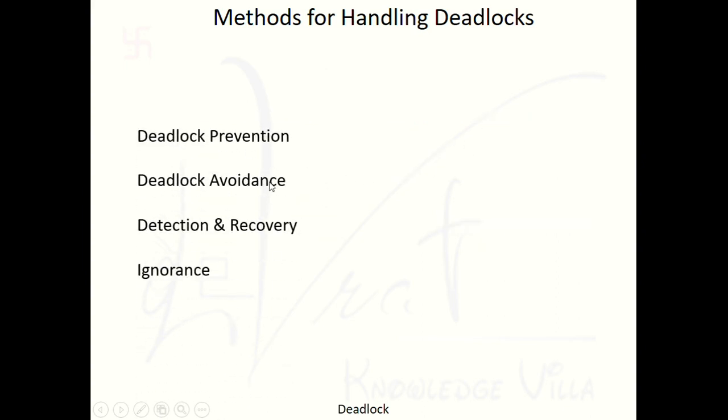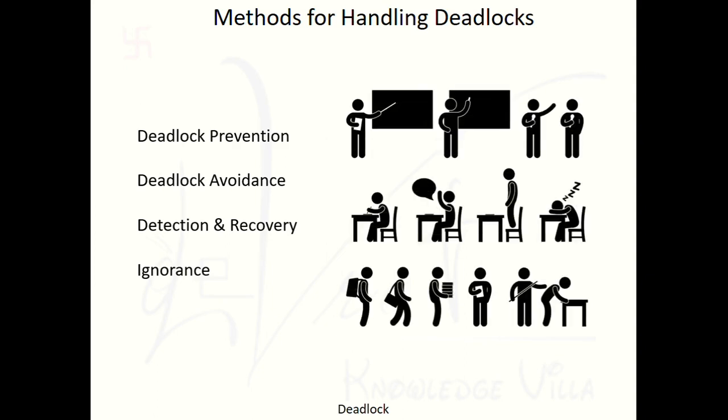Now the last example, that clearly defines the difference between prevention, avoidance, detection, recovery and ignorance. Let's see, that is the example of a classroom. Some students are very serious and they attend the classroom from the first day of class and they are preparing regularly. Every day they are making assignments, writing class notes and reading. So it means they are preventing failure. It is a prevention strategy towards failure in the subject.